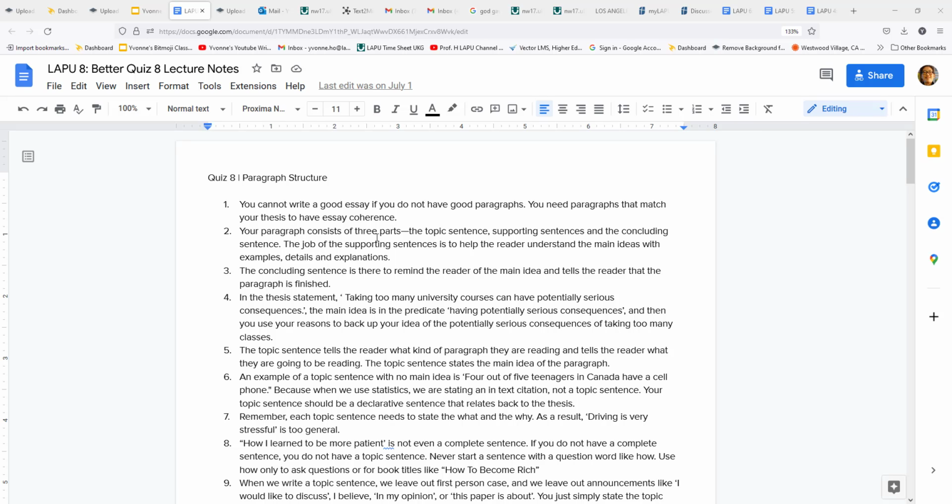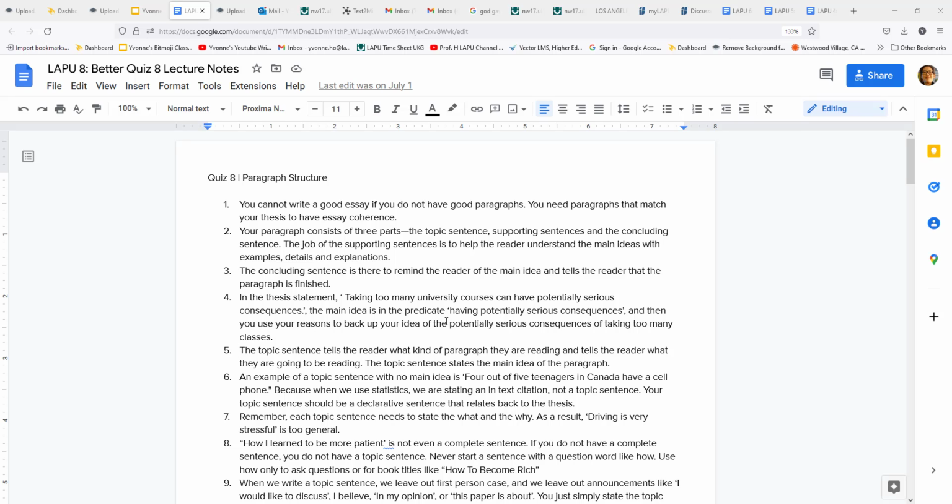Your paragraph consists of 3 parts: the topic sentence, supporting sentences, and the concluding sentence. The job of the supporting sentence is to help the reader understand the main ideas with examples, details, and explanations. The concluding sentence is there to remind the reader of the main idea and tells the reader that the paragraph is finished.